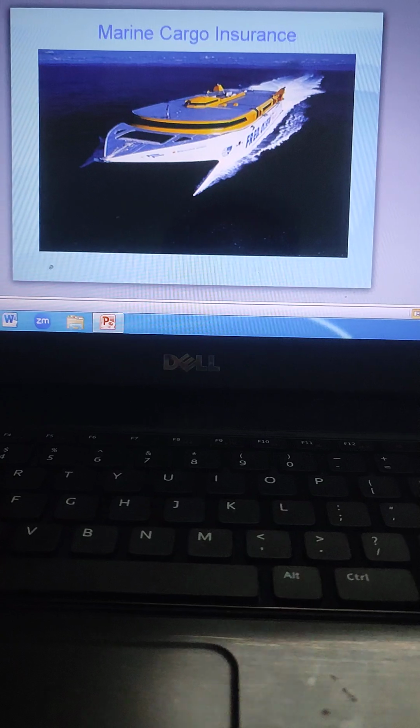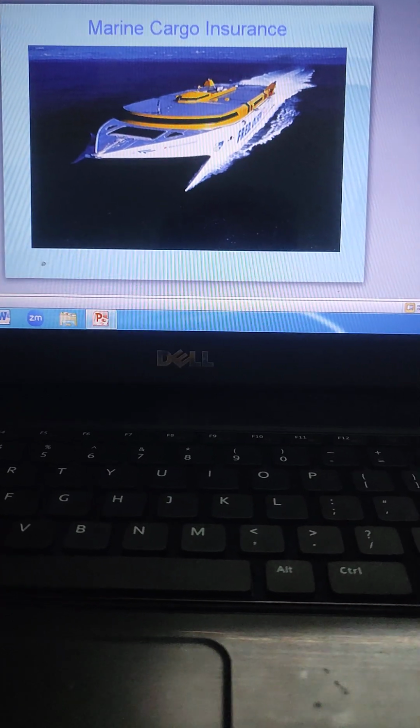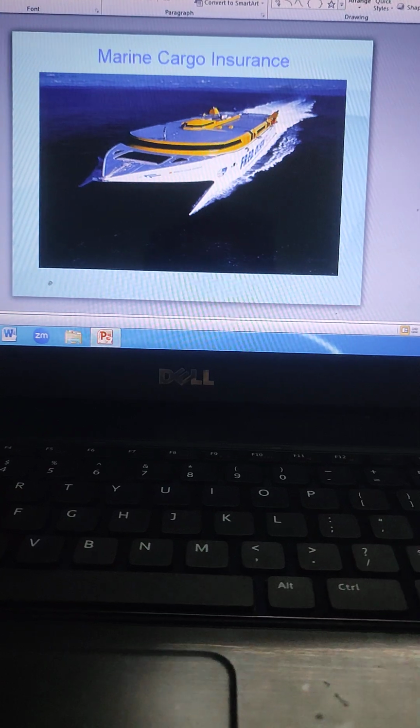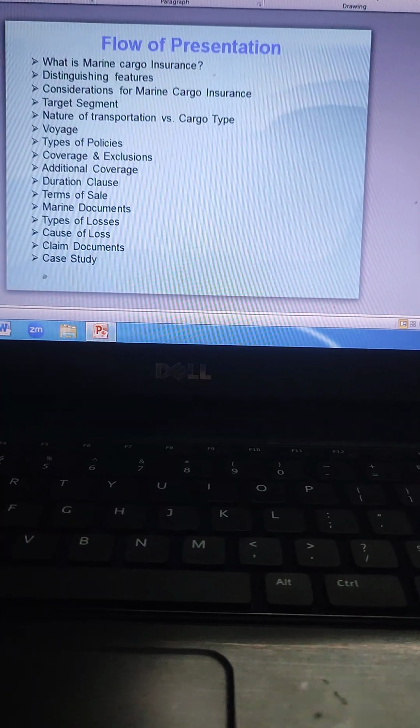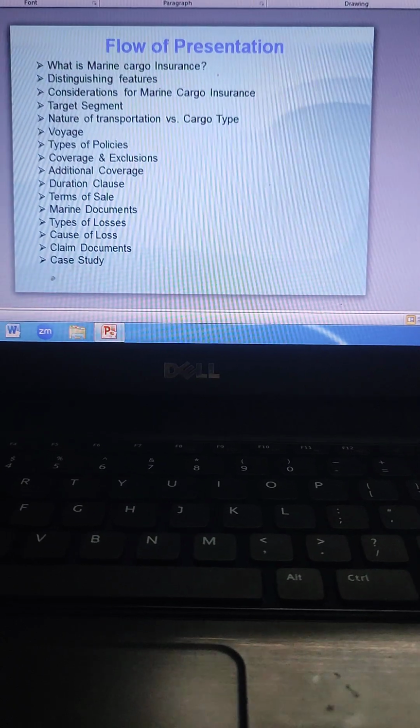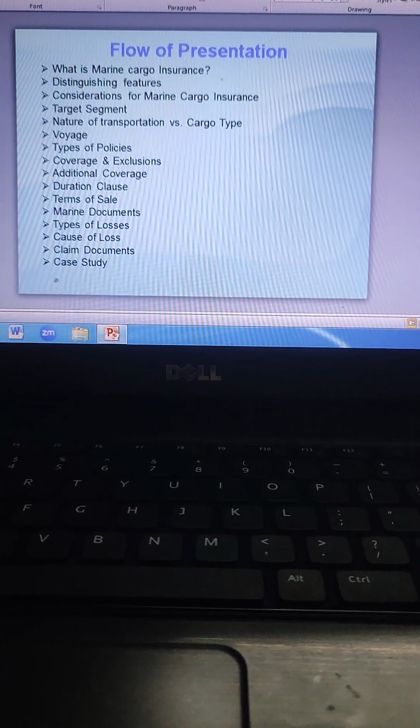The topic for our discussion today is marine cargo insurance. Let's see what we are going to discuss in marine cargo insurance.